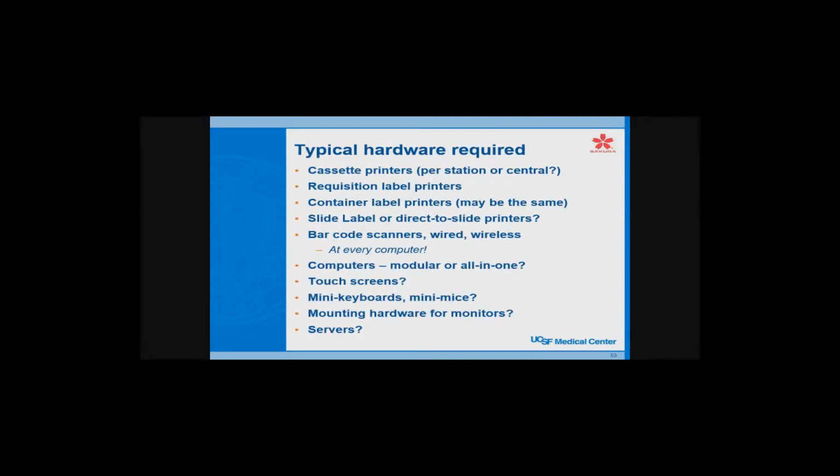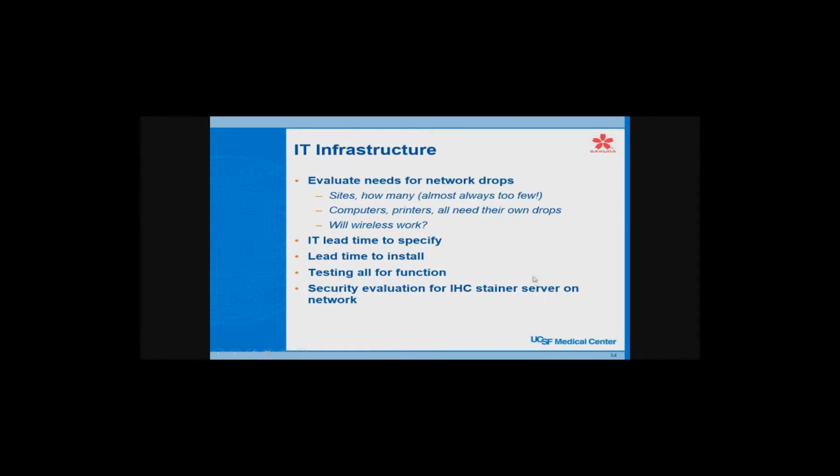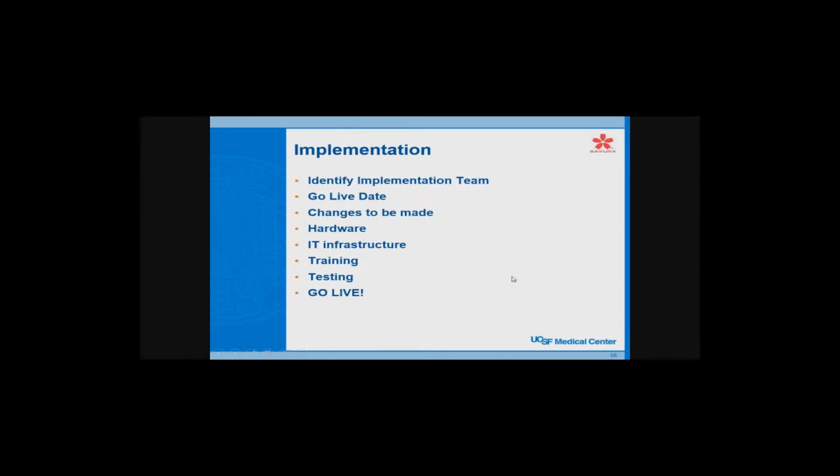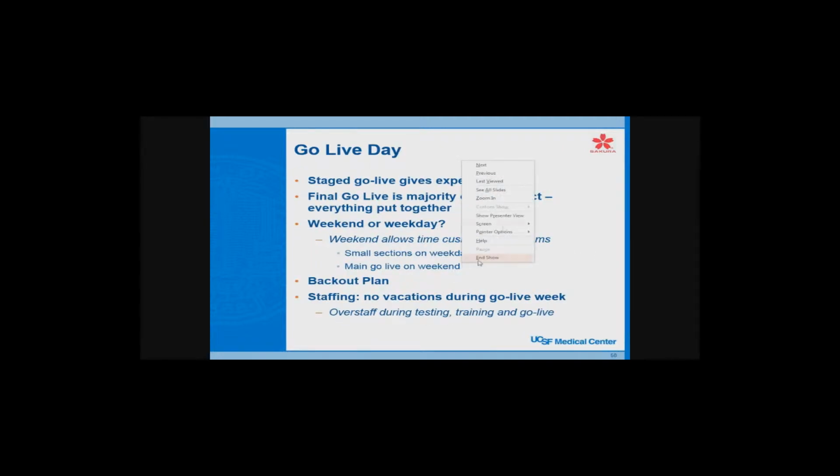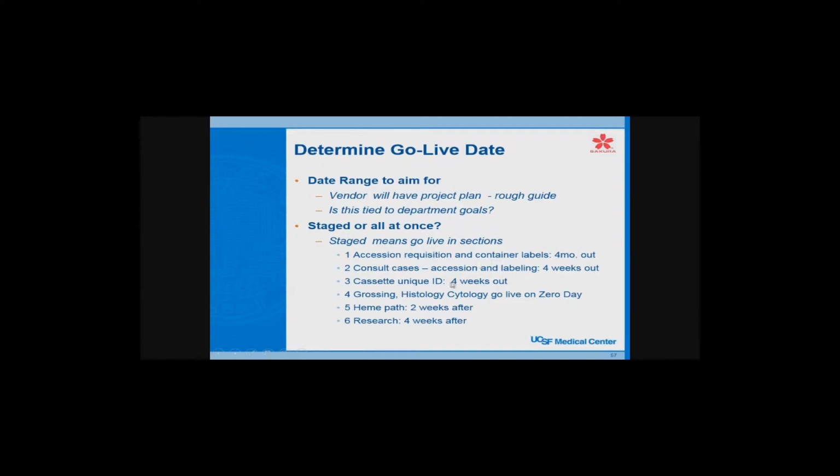And then what we have to understand is with the software, with the hardware, with everything, there's no perfect system, and there are trade-offs. You're trading off either convenience for price or something like that, and you have to decide what trade-off you're willing to live with as you go along. So typical hardware, you've got step printers, requisition, container labels, barcode scanners, all this sort of thing. We end up with many keyboards, many mice, mounting hardware, network drops, or whether you can go wireless, testing everything for function as you go along.